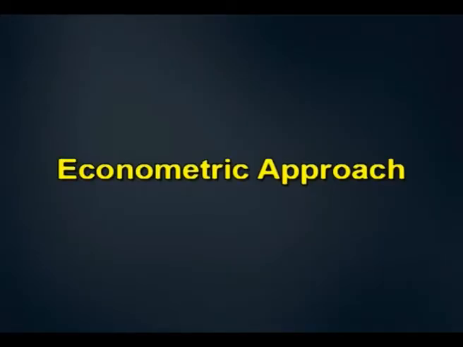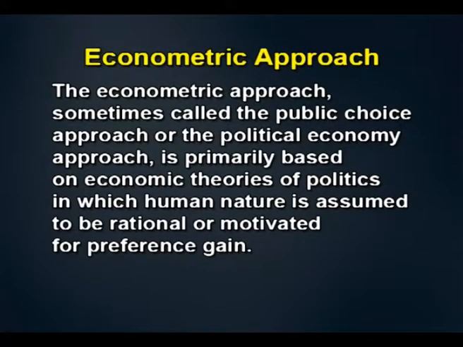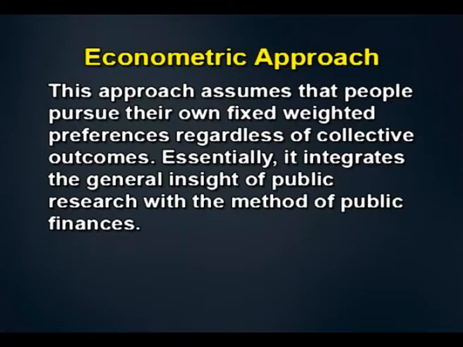Substance is relatively unimportant. Next, econometric approach. The econometric approach, sometimes called the public choice approach or the political economy approach, is primarily based on economic theories of politics in which human nature is assumed to be rational or motivated for preference gain. This approach assumes that people pursue their own fixed weighted preferences regardless of collective outcomes. Essentially, it integrates the general insight of public research with the method of public finances.